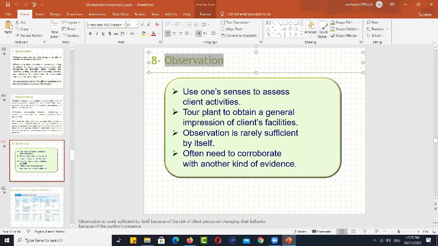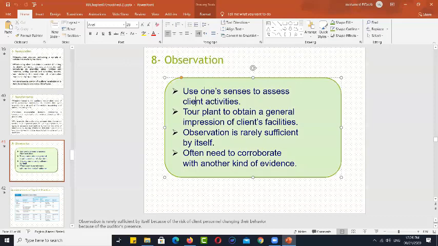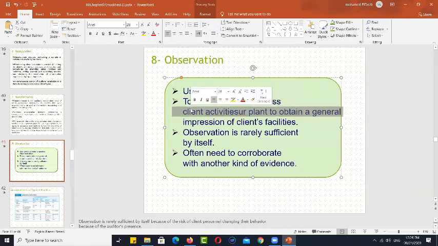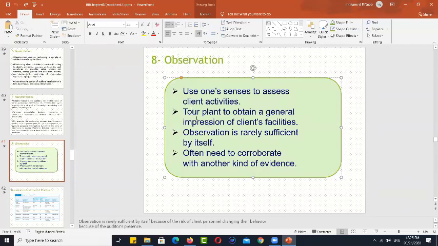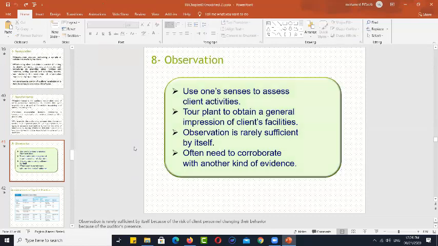Number 8 and the last one, and because it is the last one, you have to bear in mind this is the least persuasive and the one with the lowest cost. Here we are using our senses to observe. Observation may be a tour in the client's premises. I will make a tour in the client's premises and make some observations regarding other issues or events that happen inside the company.